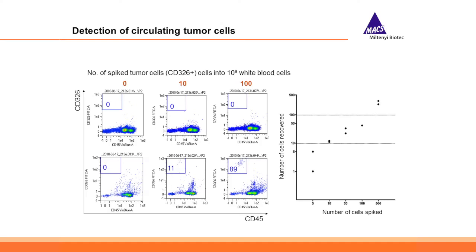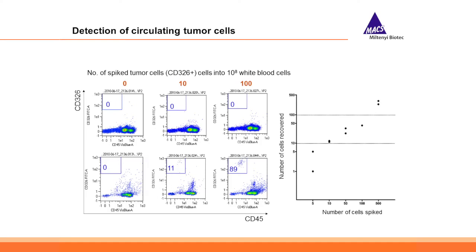And for this experiment, we used a tumor cell line, the same one I showed with the compensation. These cells express CD326, and we spiked different numbers of these cells into 10 million white blood cells. So here this is a sample without spiking, with 10 cells and with 100 cells. Then we labeled the sample with CD45 Pacific Blue for the leukocytes, and a CD326 fluorochrome conjugate for the tumor cells, and also with microbeads, so magnetic particles for this.